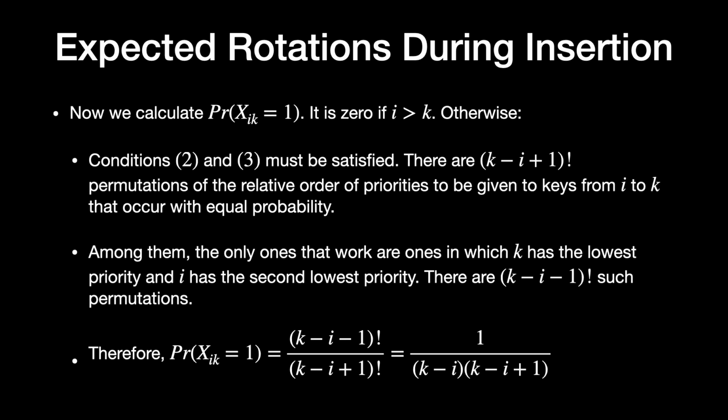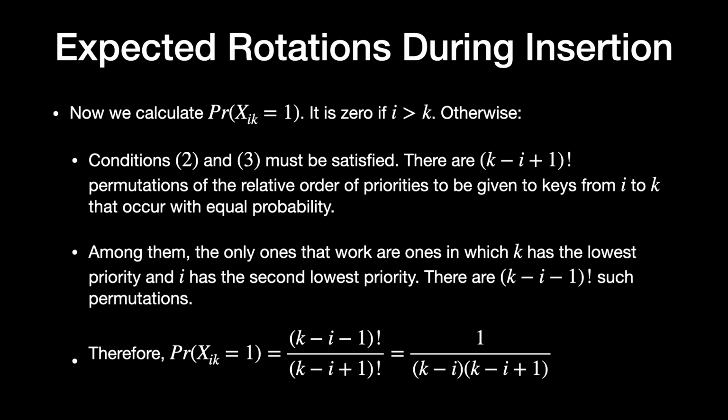In order to do this, we first calculate the probability of x_ik being 1. It is obviously 0 if i is greater than k, because if i is greater than k, then y cannot lie in the left subtree of x. Therefore, it cannot lie in the right spine of the left subtree, since it is not even in the left subtree. From i to k, there are k minus i plus 1 key values.